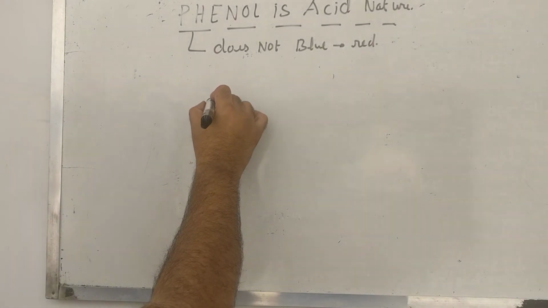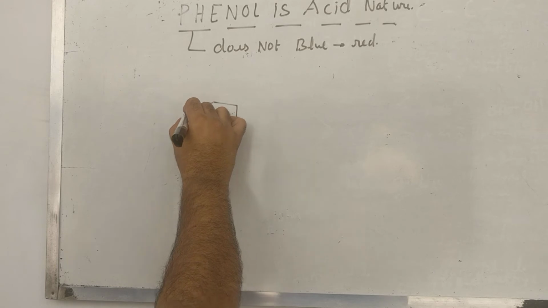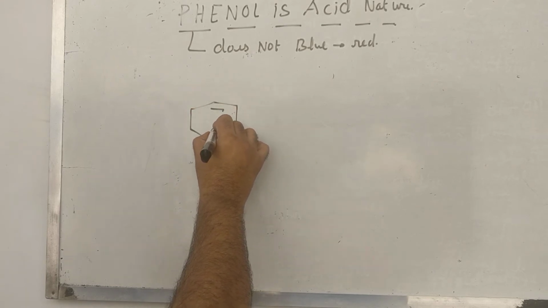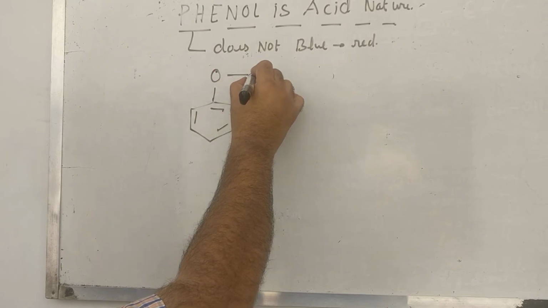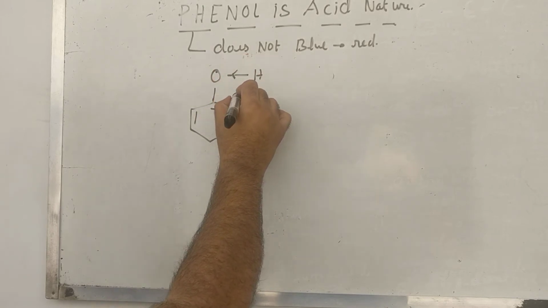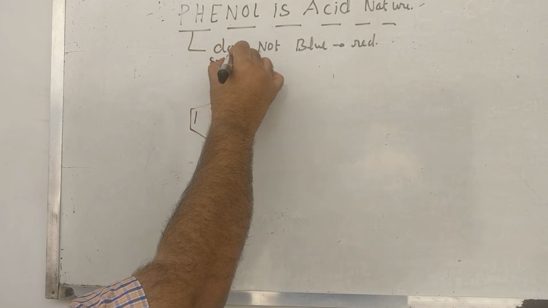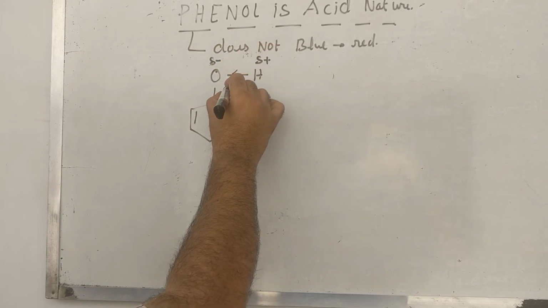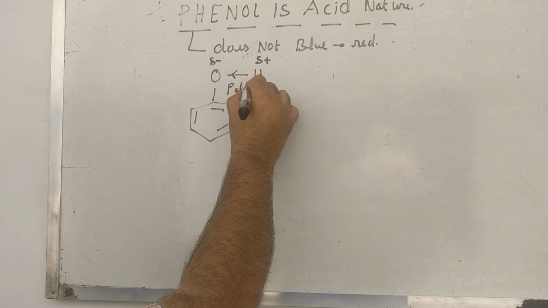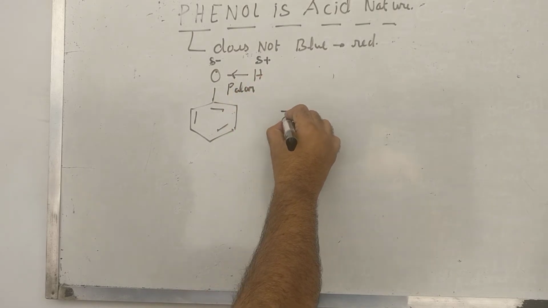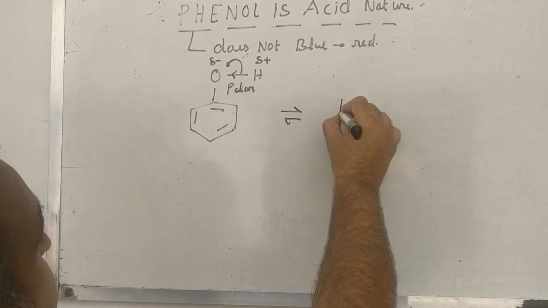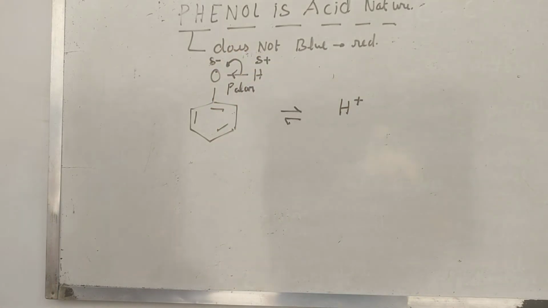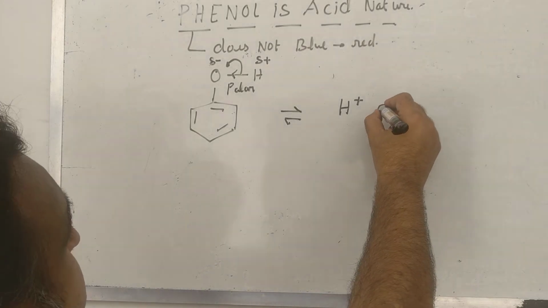Now phenol is acidic in nature because phenol has got the OH group. You know, oxygen and hydrogen, oxygen is more electronegative. So this is a negative end and this is a positive end. The OH bond is polar. So the bond can ionize. It will break like this and will give out H plus ions. So phenol is basically acidic in nature because it has an OH group which is polar. It can ionize to give out H plus ions.